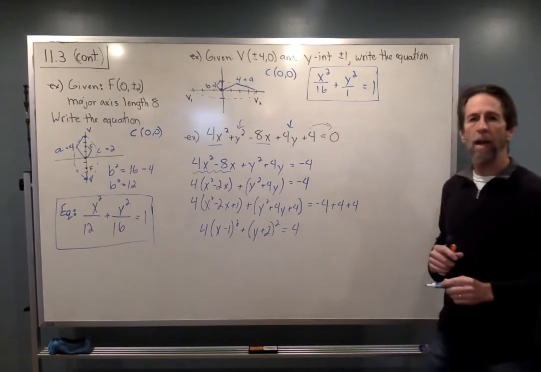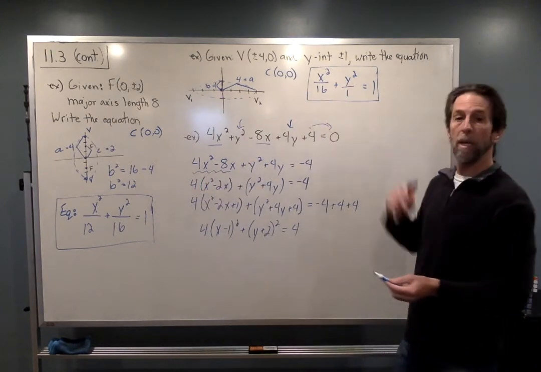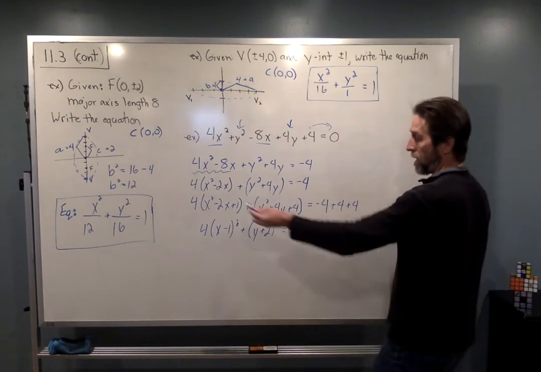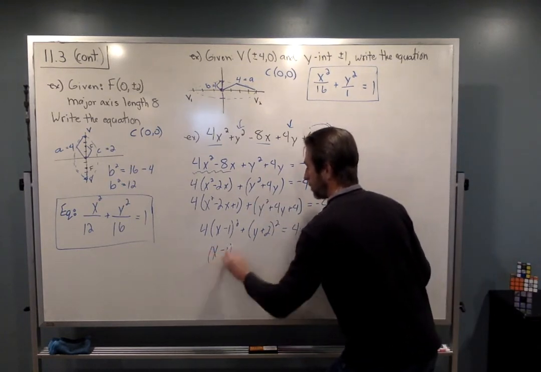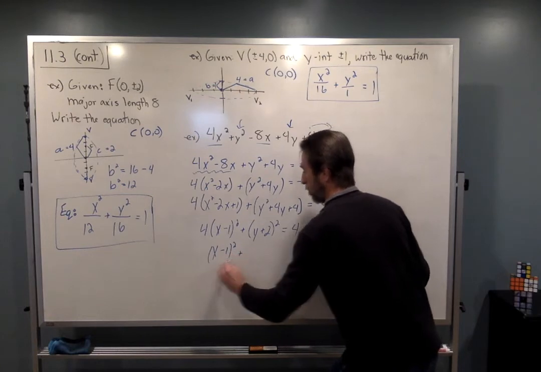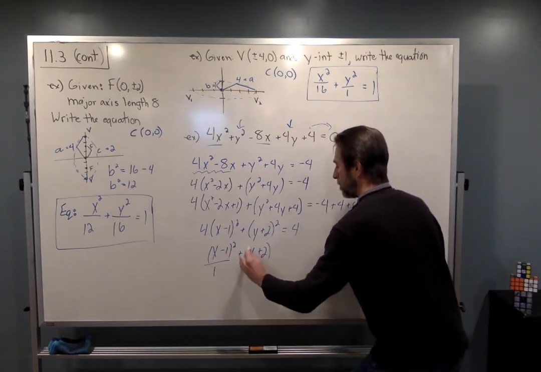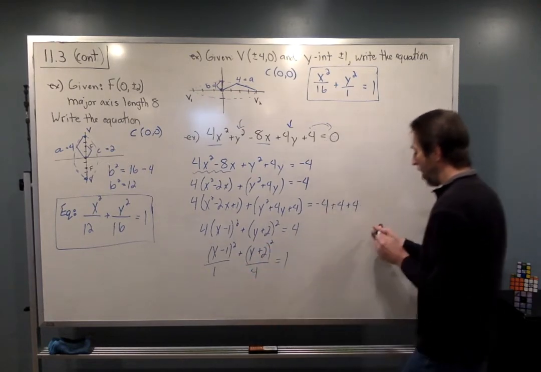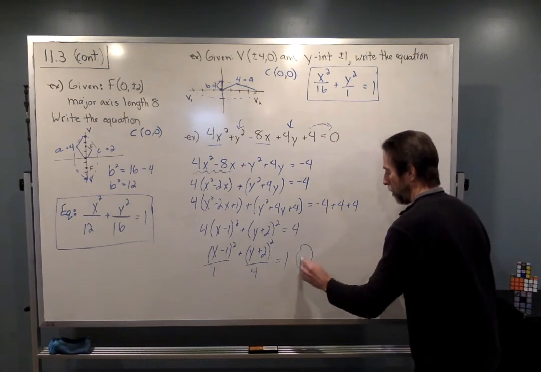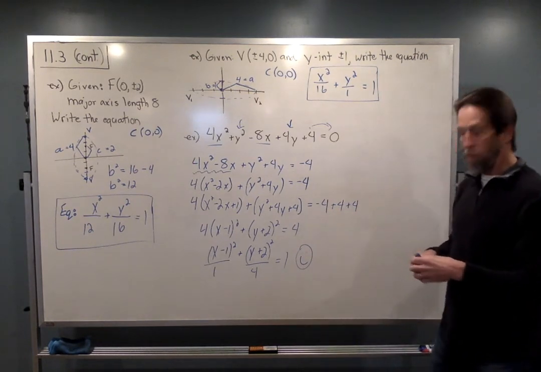Now if we compare that to our more standard form, we notice that everything is always going to be equal to 1. So I'm going to divide everything by 4. So I get x minus 1 squared, I could put that over 1 if I'd like, y plus 2 squared over 4 equals 1. Now I have the equation. I'm a happy person. Now I can do all the things that I've done in the previous problems.